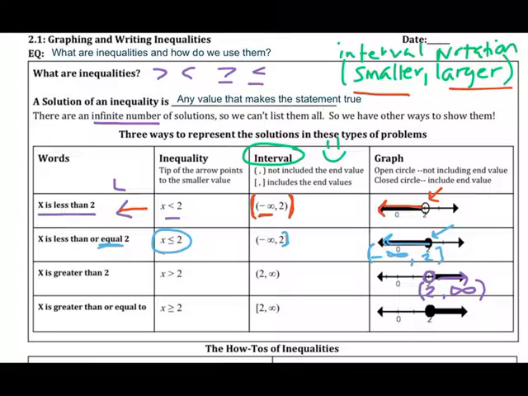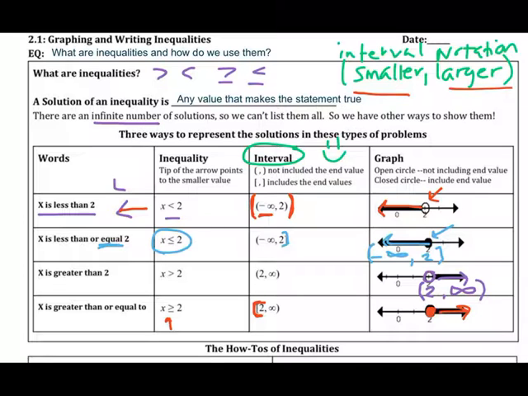The last one in here, x is greater than or equal to 2. Again, this is changing. Really, it's just having you look at it now in interval notation. Since there's a line underneath the inequality, it's going to be a square bracket, and our circle is going to be filled in when we look at our graph.